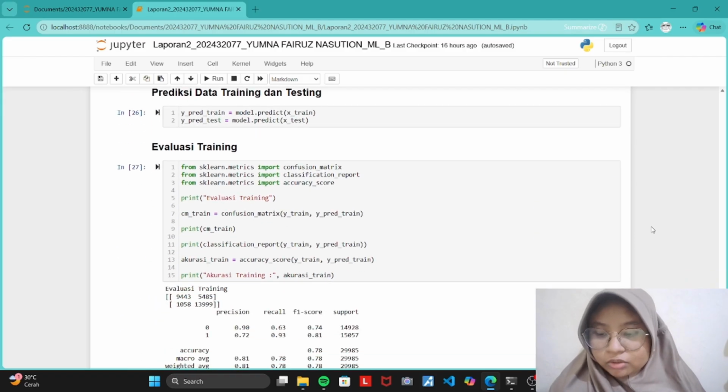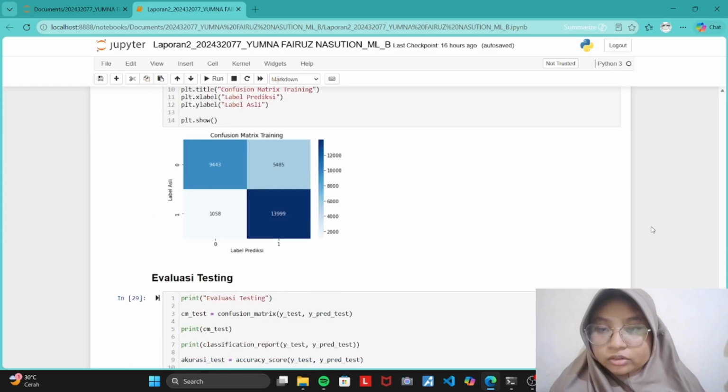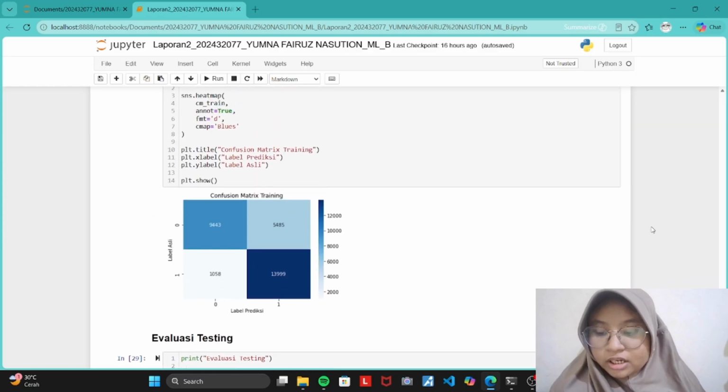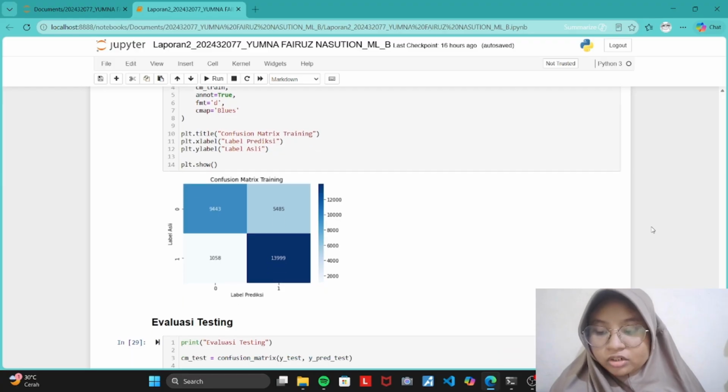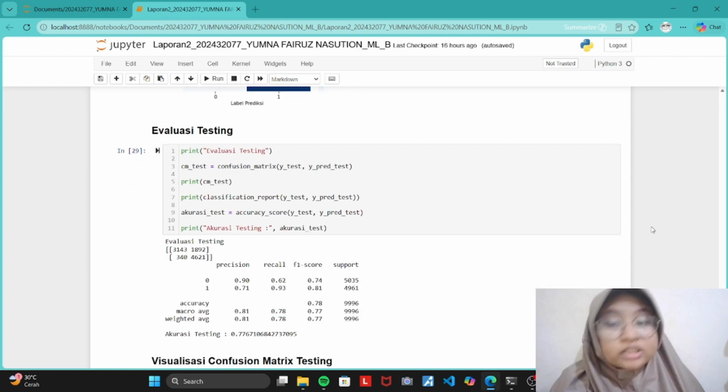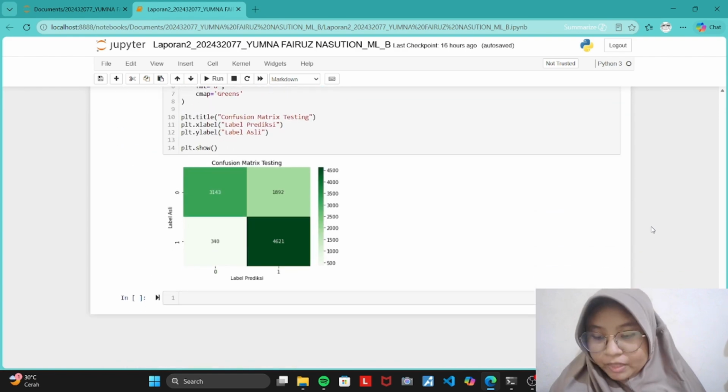Now, to evaluate the model, I used the confusion matrix, classification report, and accuracy score. These evaluation methods help measure how well the model classifies house price categories. I also visualized the confusion matrix using heat maps for both training and testing results. The visualization made the classification results easier to understand.